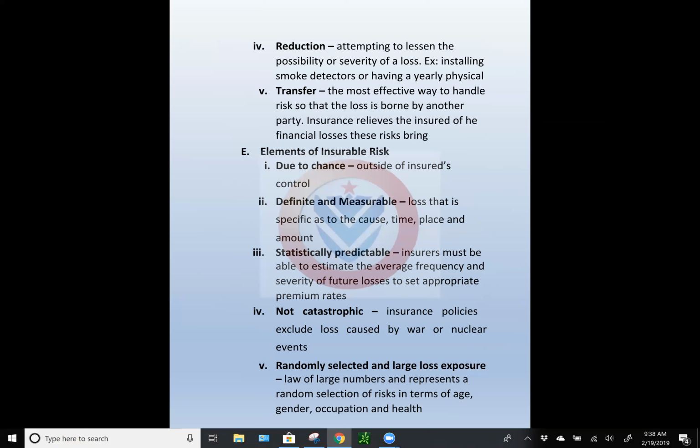And then next we have the loss must be randomly selected, with a large loss exposure. What that means is there's the law of large numbers. Insurance is all about the law of large numbers. They have to insure a whole lot of people for the numbers to work out, and it represents a random selection of risk in terms of age, gender, occupation, and health.